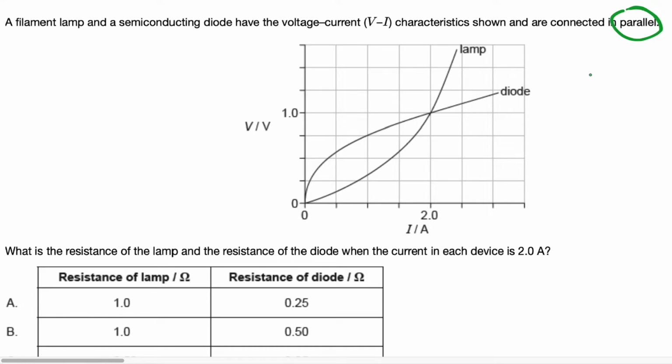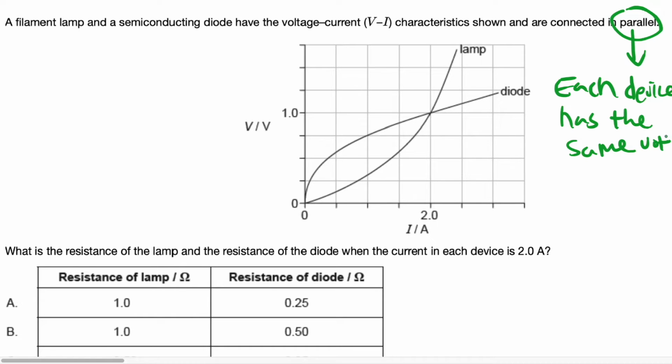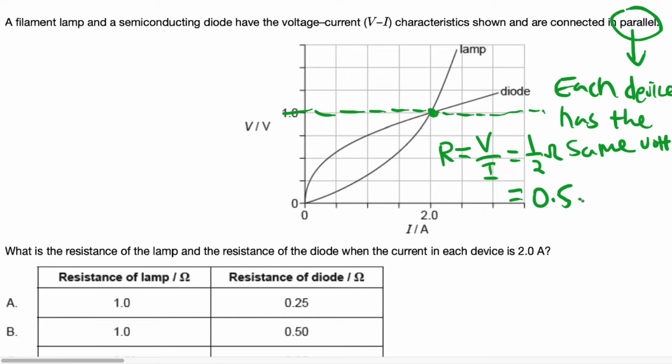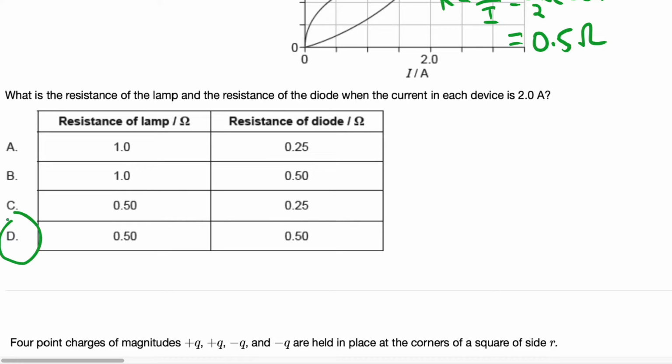We know that they are connected in parallel, which means that each device has the same voltage. I'm just going to write volt. And they have the same voltage here, which is 1. Right? And now we can solve for resistance. Resistance is equal to voltage divided by current, which is equal to 1 divided by 2 ohm. And this is equal to 0.5 ohm. So the answer will be D.